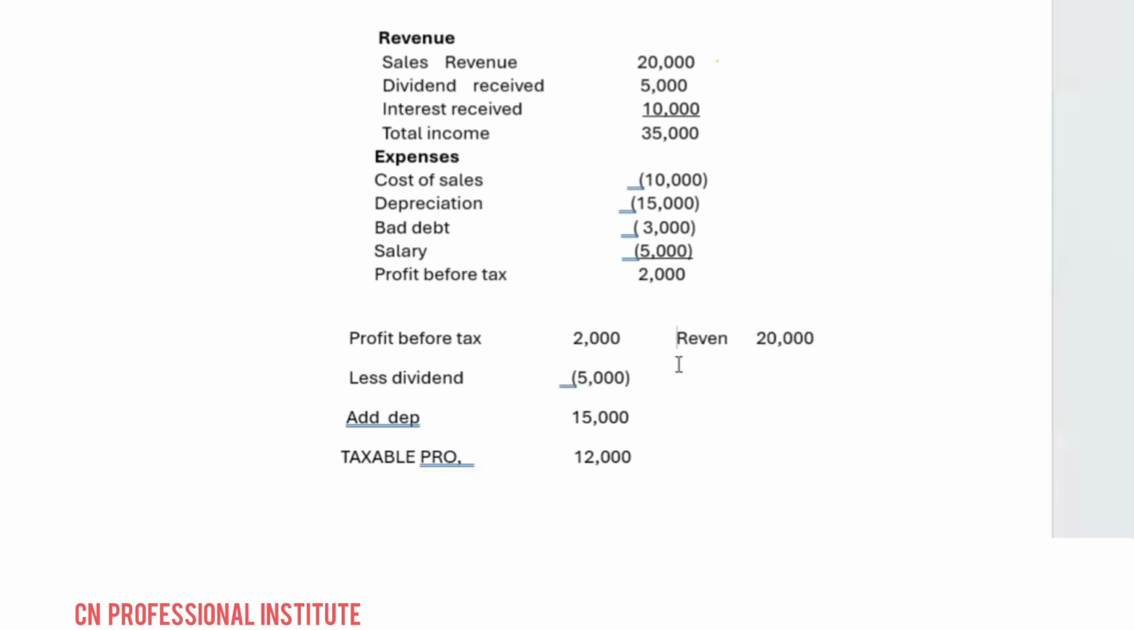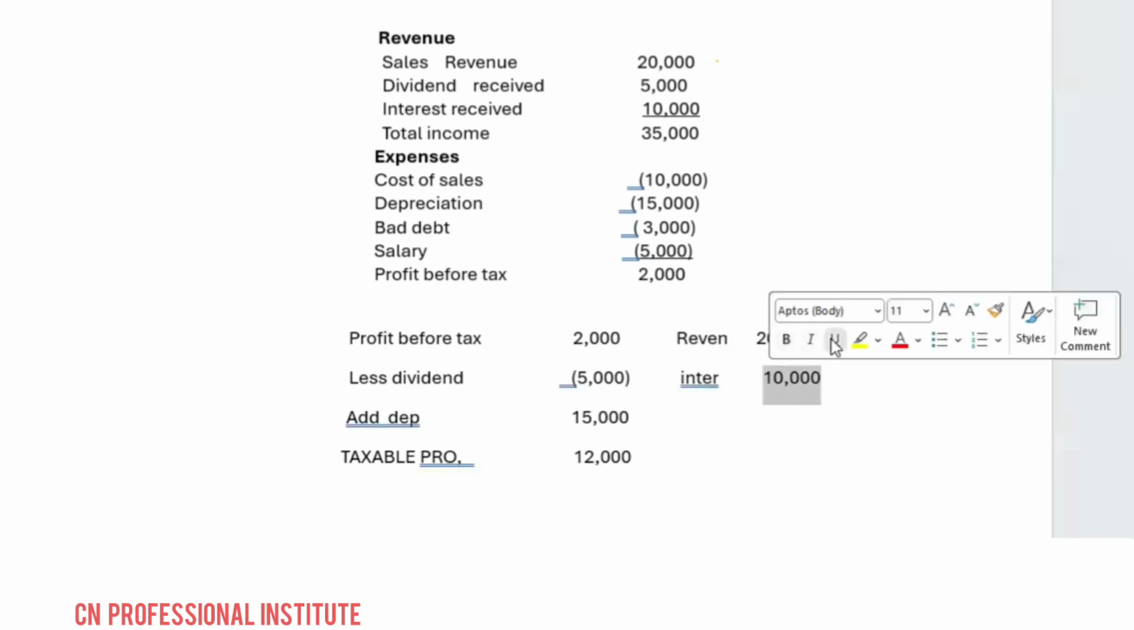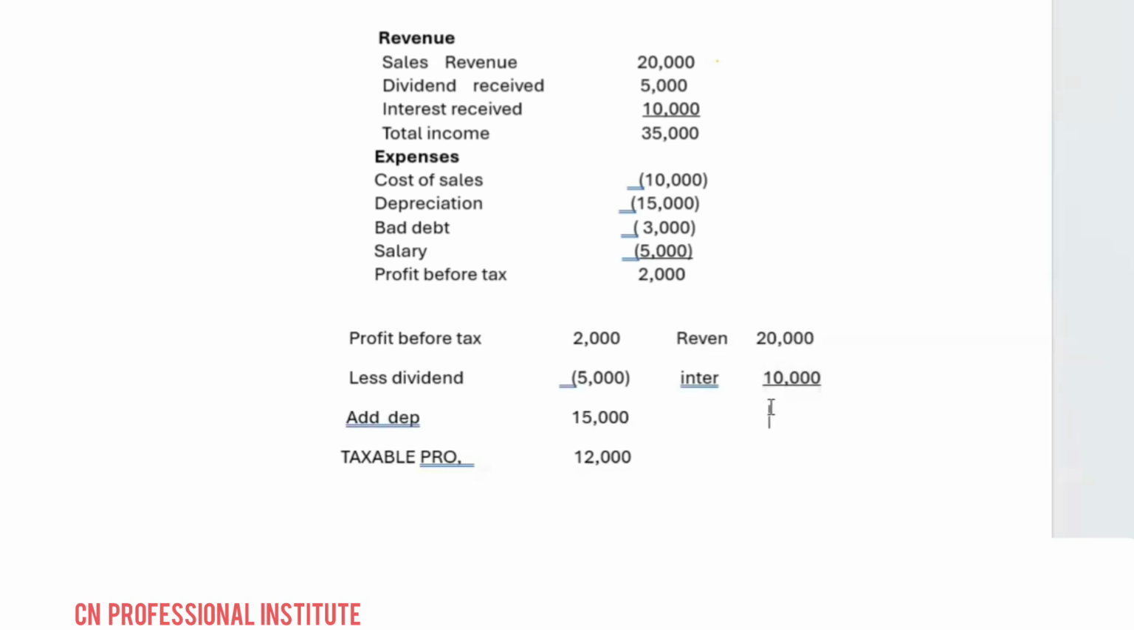So revenue is 20,000, right? Then we come to the next one, so we exclude the dividend. Then we look at interest. How much is the interest? The interest is 10,000, right? Then we have total income of what? 30,000. So when you underline here, your income will be 30,000. At first it was 35 because of the dividend, right? So total income is what? 30,000.